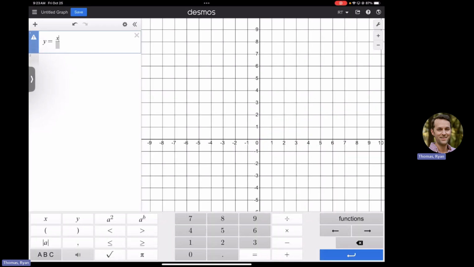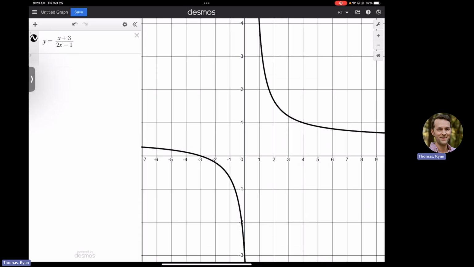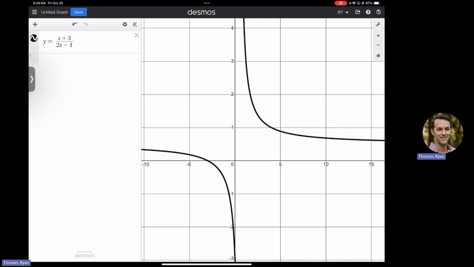y equals x plus 3 over 2x minus 1. Okay, here's that function. What are we comparing it to? 0, right? We want to know where it's greater than, less than, or, I don't know, greater than or equal to 0. Okay, y equals 0 is right there, right? The x-axis.